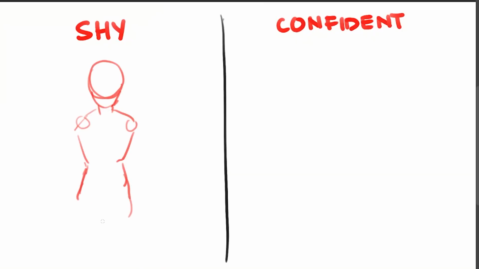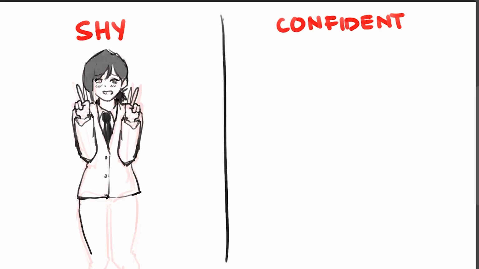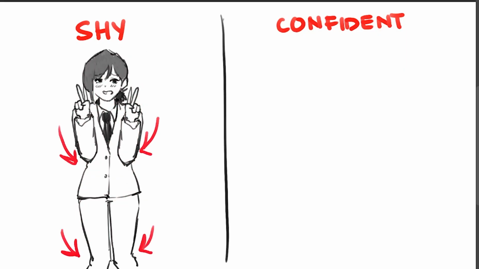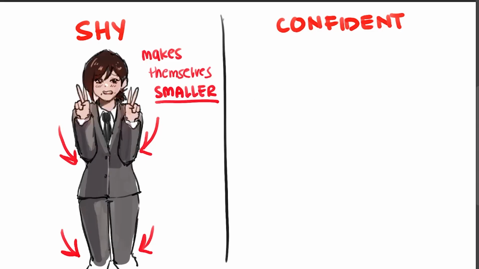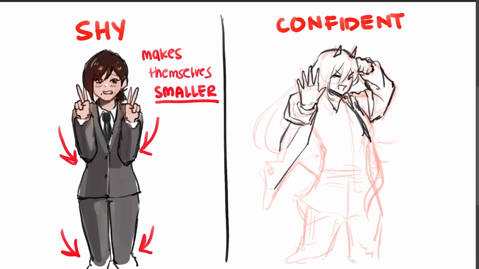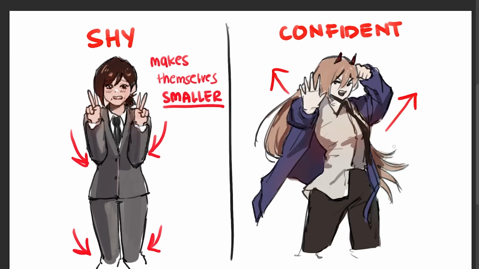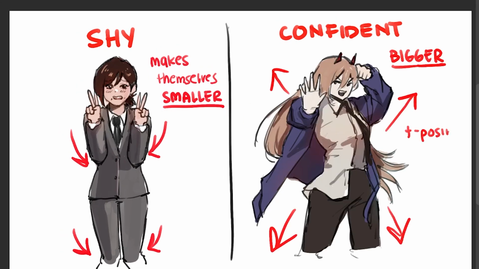So, a rule of thumb I learned about body language is shy people tend to make themselves smaller. For example, they often cross their arms, or maybe they slouch to keep attention off them. Meanwhile, extroverted and outgoing people make themselves bigger. They're not afraid to take up space, meaning their range of motion is very broad. And yes, that includes T-posing. So yeah, literally both of these are correct. It just depends on their personality.